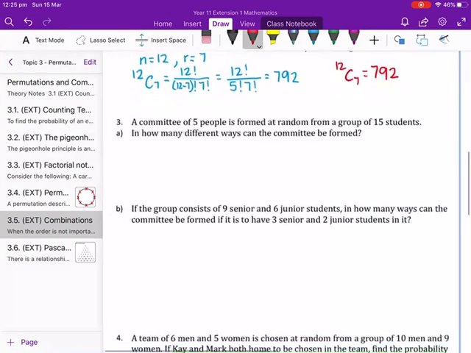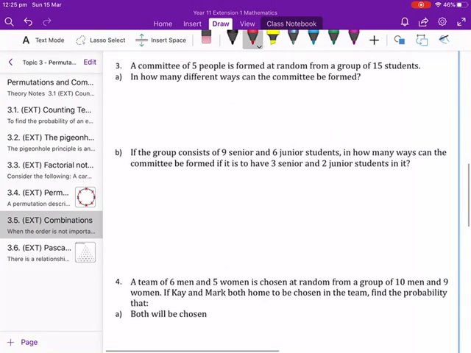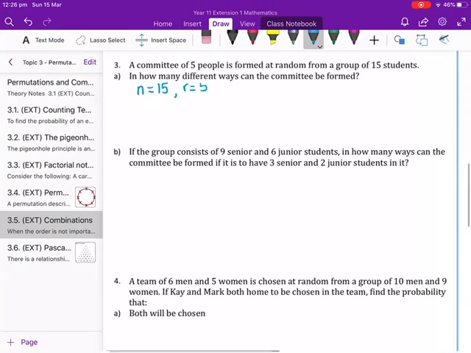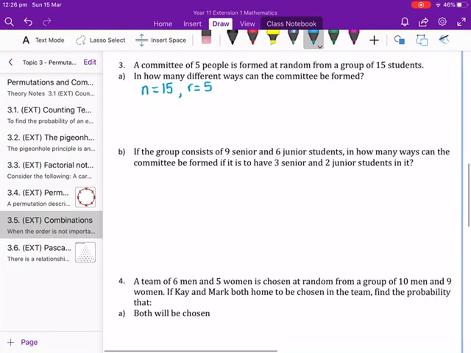In our third example, we have a committee of 5 people formed at random from a group of 15 friends. So what we want to do first is find in how many different ways the committee can be formed. The order is not important for the number of ways the committee can be formed. So we have that n equals the number of people that want to be on the committee, which is 15 students, and then r equals the number of people we can choose to be on the committee, which is 5. So we can write this as 15 choose 5.